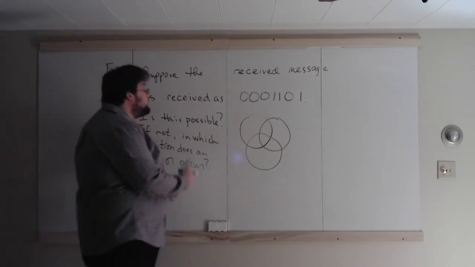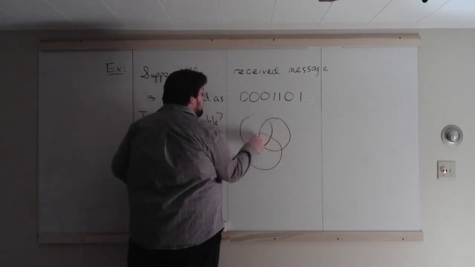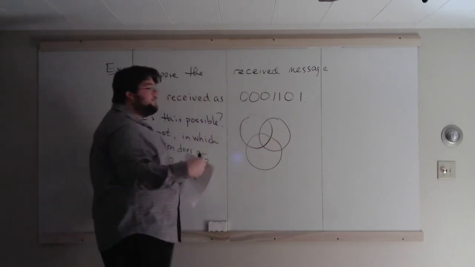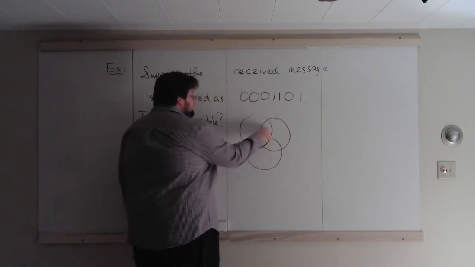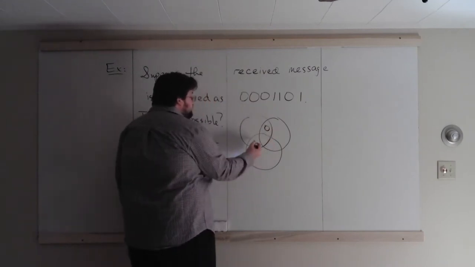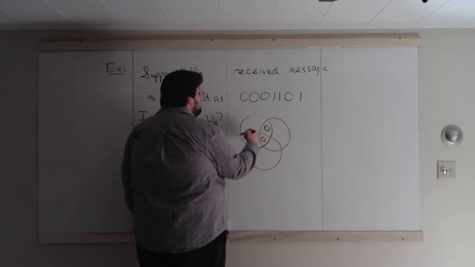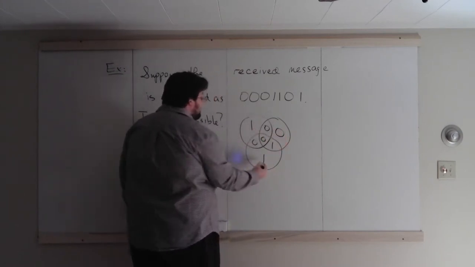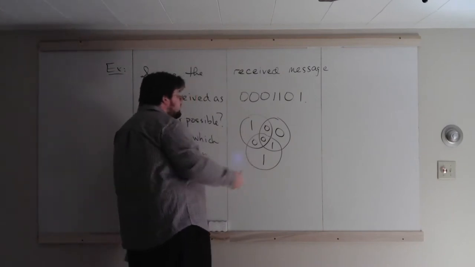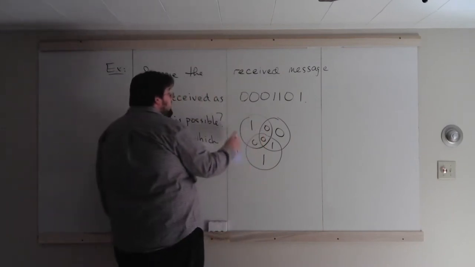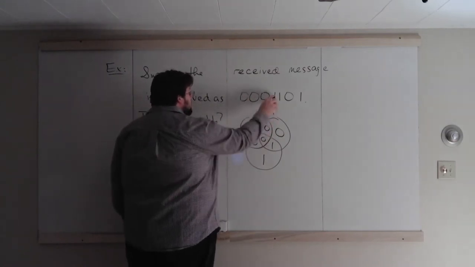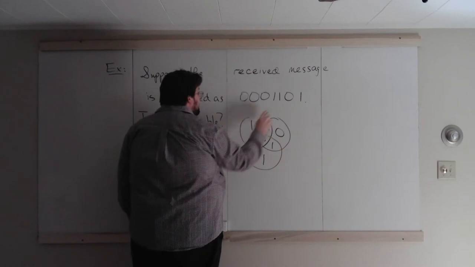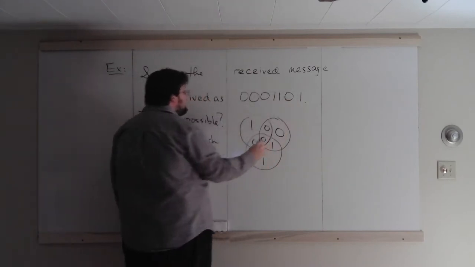Now, when filling this in, we don't just fill in 0001101. We fill it in the same order that we numbered the regions before. So this was region 1, so we put 0. Region 2, region 3, region 4, region 5, region 6, region 7. And yes, I see the error. So how did we fill that in? This goes in region 1, this goes in region 2, this goes in region 3, this goes in region 4, region 5, region 6, and region 7.